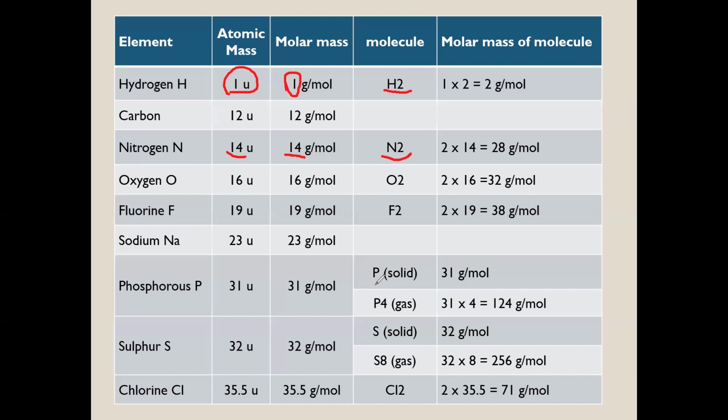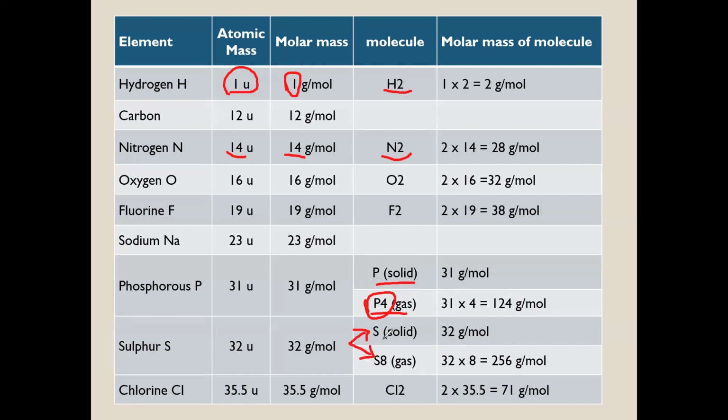For example, phosphorus. Phosphorus can be solid or gas. The solid phosphorus exists as 1 P atom. Okay, and the molar mass of 1 molecule of solid phosphorus is 31 grams per mole. It's only 1 atom. But when phosphorus is a gas, it becomes P4, 4 phosphorus atoms. Okay, so the molar mass of a molecule of phosphorus gas is 31 times 4, which is 124 grams per mole. Sulfur is another example, which exists in 2 states, solid or gas.